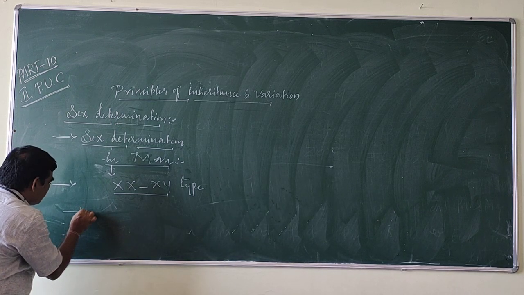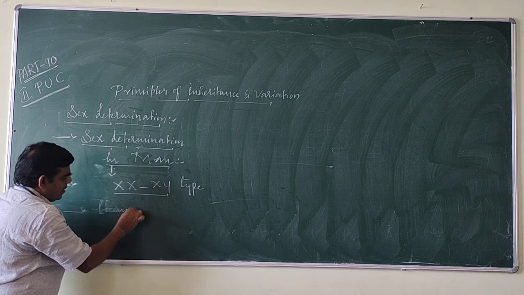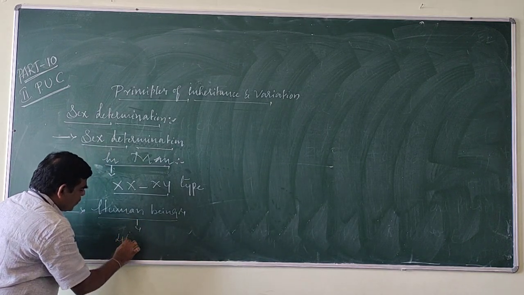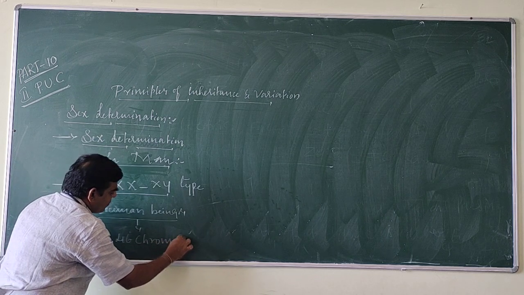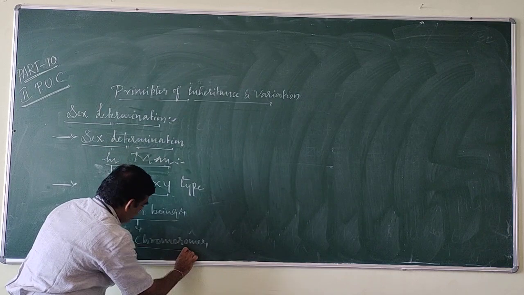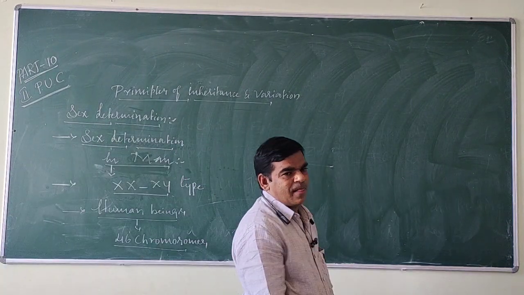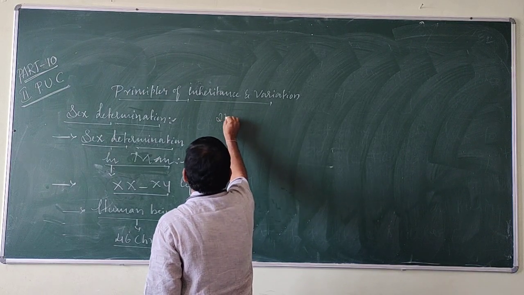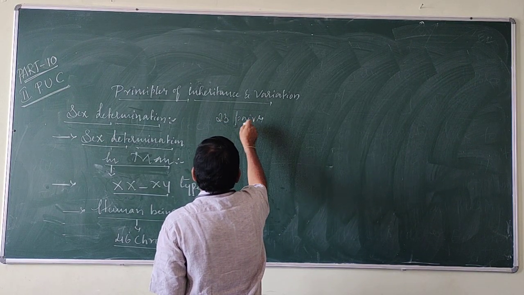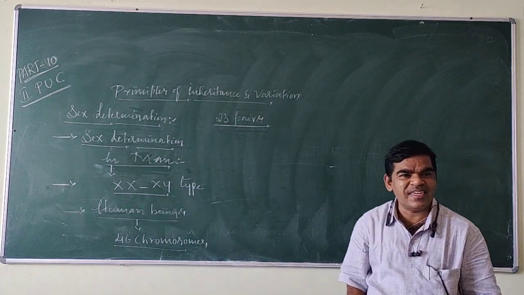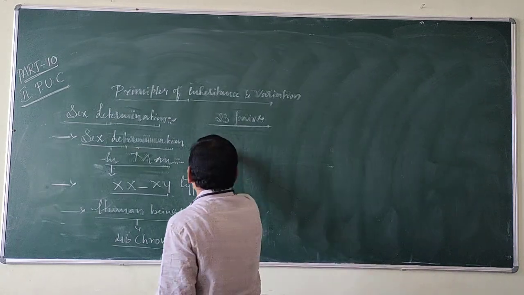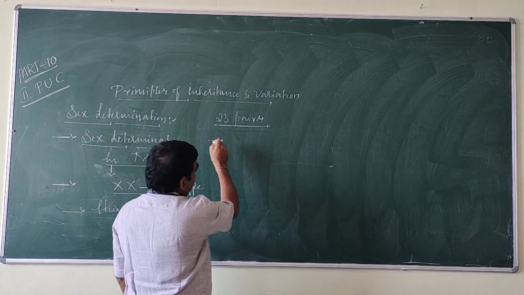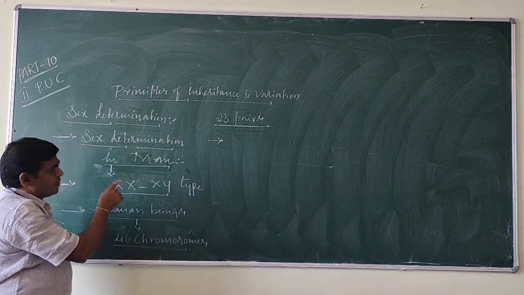In human beings, a total of 46 chromosomes are present. How many chromosomes are present in human beings? 46 chromosomes, or 23 pairs, are present in man.